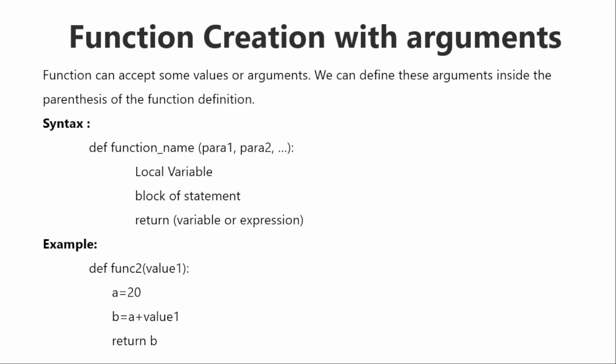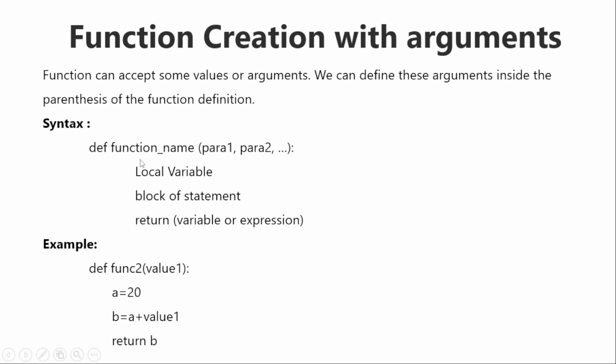Now let us move to the next concept, function creation with arguments. A function can accept some values or arguments. We can define these arguments inside the parentheses of a function definition. So we are able to pass some values by calling the function. Before that, you need to define arguments while defining the function. So that's what the definition describes.